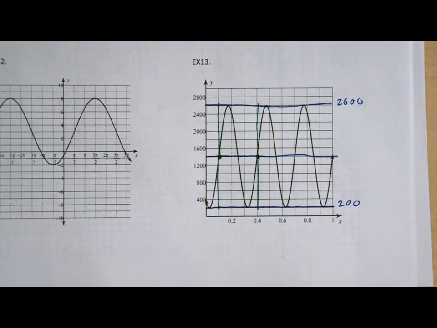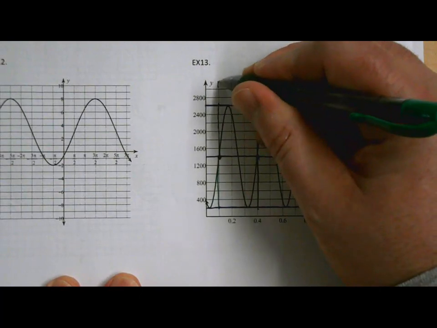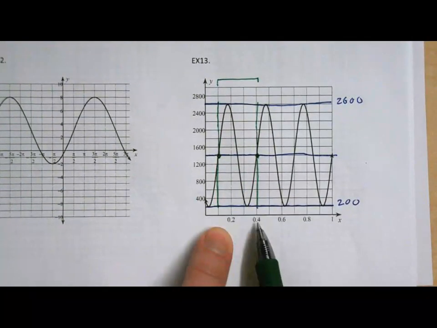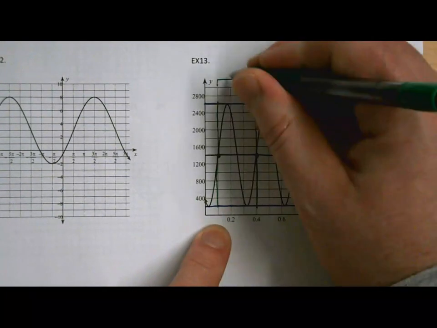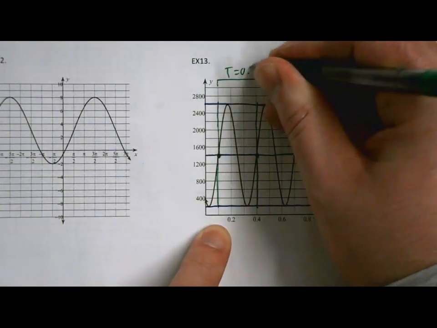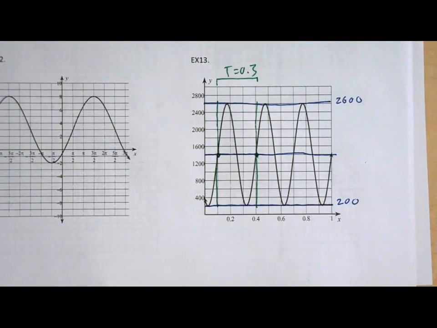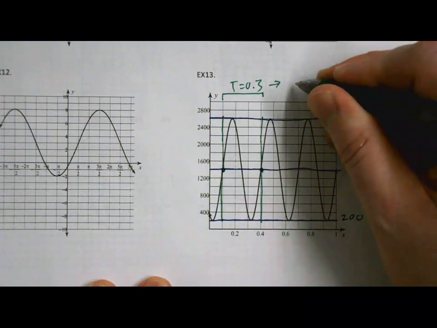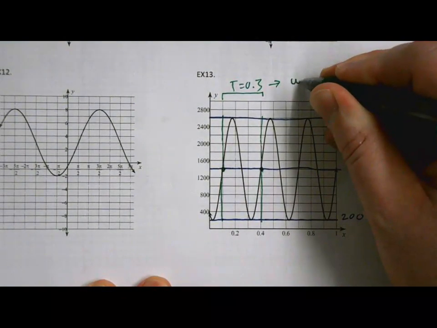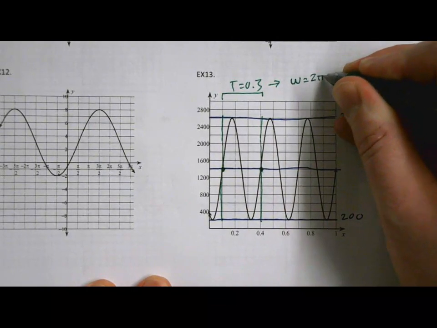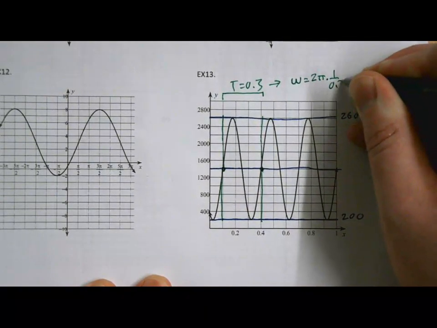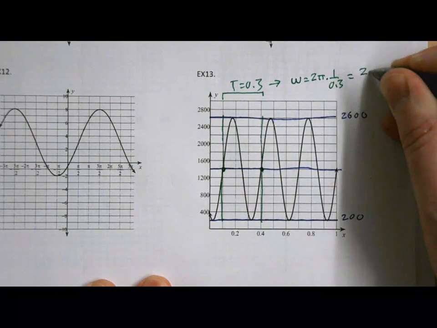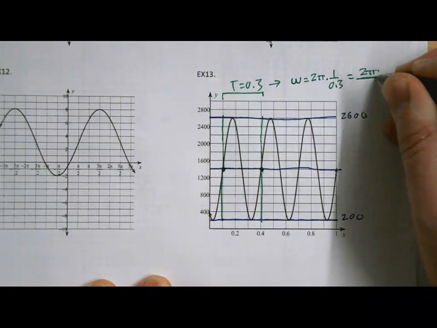And then from here, we just need to do the work to find everything. We're going to need our period. It's going from 0.1 to 0.4, so that would be 0.3. Oh, and this is where we're going to lose some points, some of us. Go ahead and find your omega value for me.